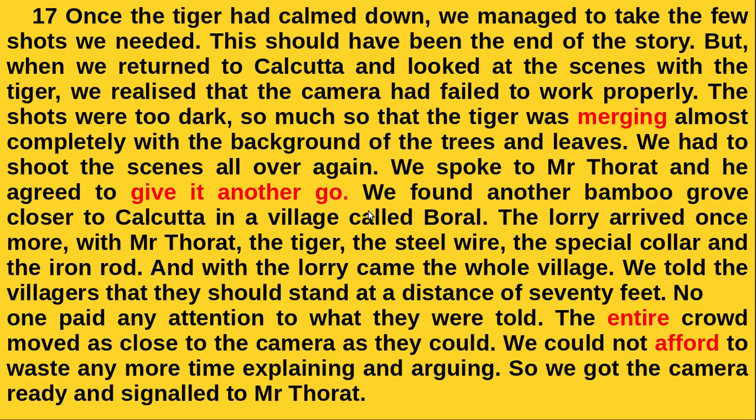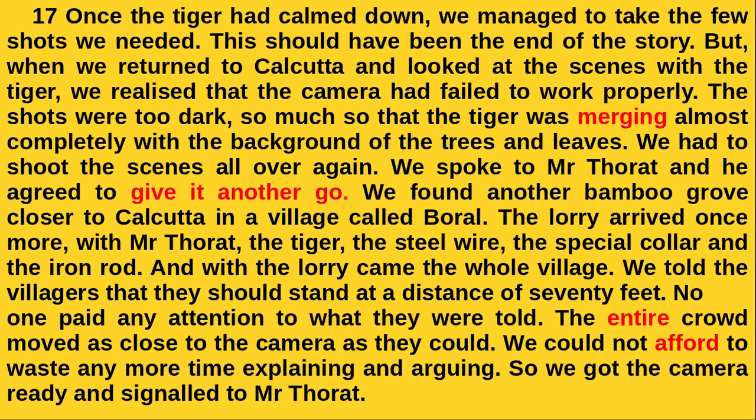But after some time, as soon as the tiger had calmed down, they managed to take the few shots they needed. This should have been the end of the story. But when they returned to Calcutta and looked at the scenes with the tiger, they realized that the camera had failed to work properly. The shots were too dark, and the tiger was merging almost completely with the background of trees and leaves. That means when someone watches that shot, no one can identify the tiger from the background because they were merged.